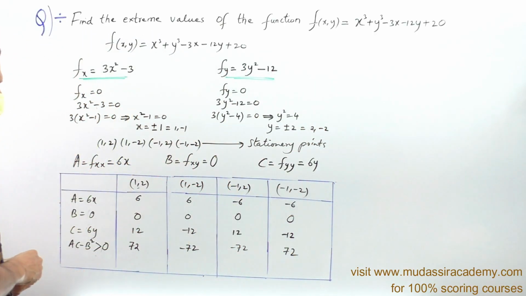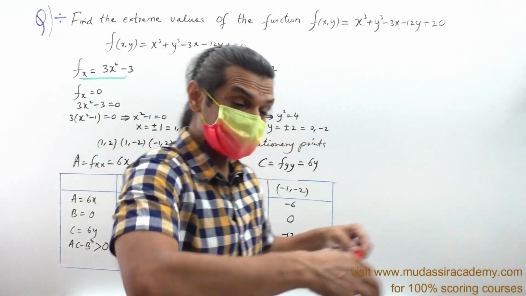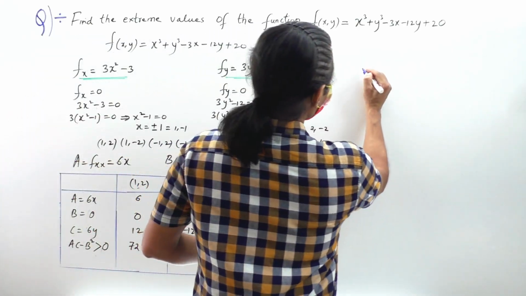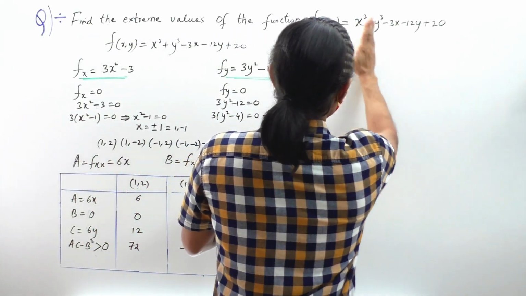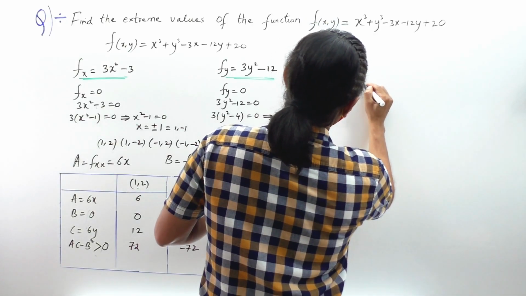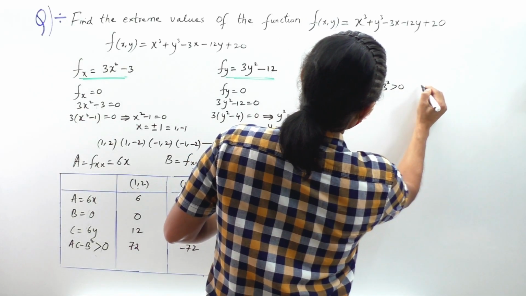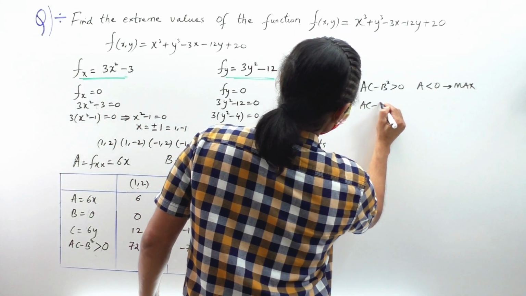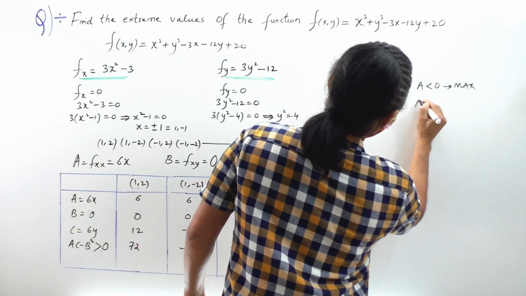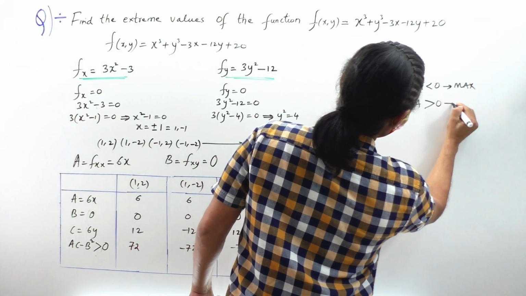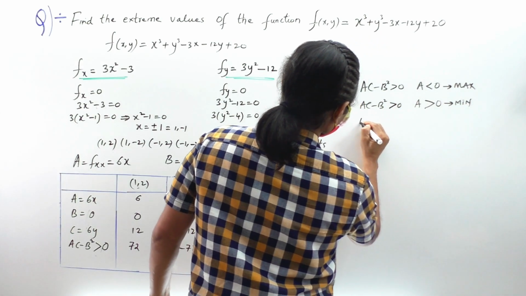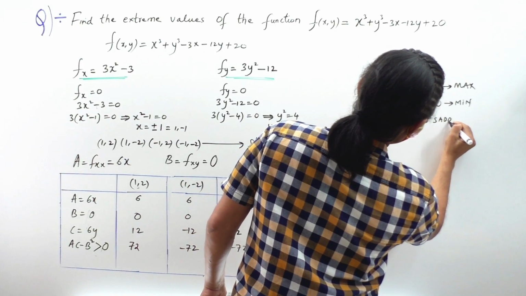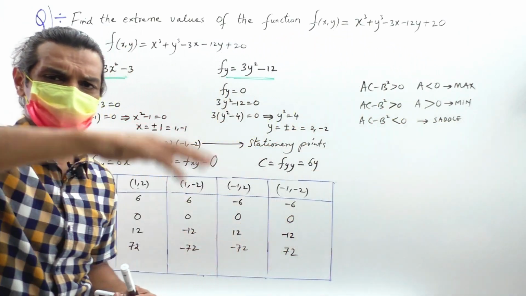Okay. Now, see here carefully. Now, if you see here in the table, the conditions which I gave, I write here one more time. The conditions were: if AC minus B square is greater than 0, and if A is lesser than 0, that point is what point? Maximum. And if AC minus B square is greater than 0, and if A is greater than 0, that point is what point? Minimum. And if AC minus B square is lesser than 0, we call it a saddle point. That is of no use. It is neither maximum nor minimum, so we don't get a condition.